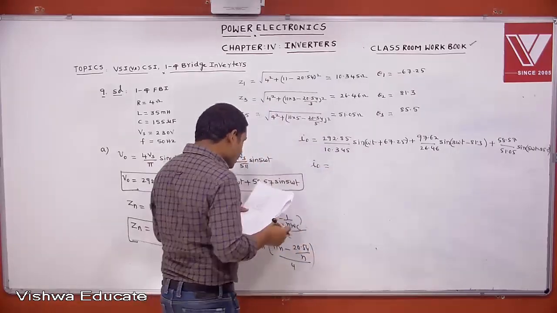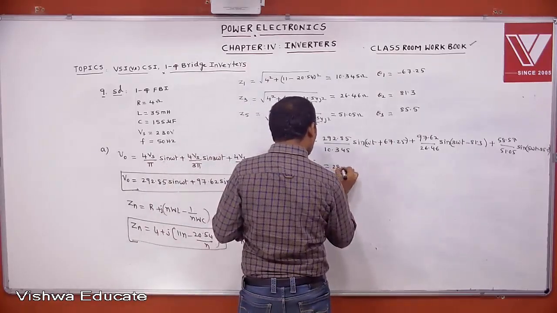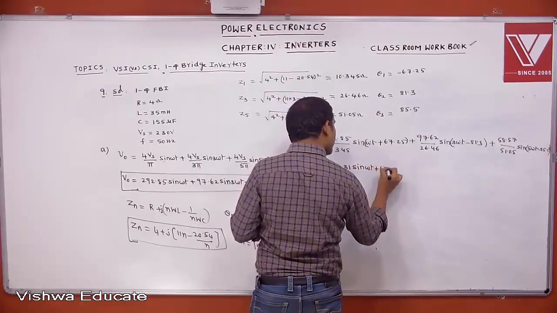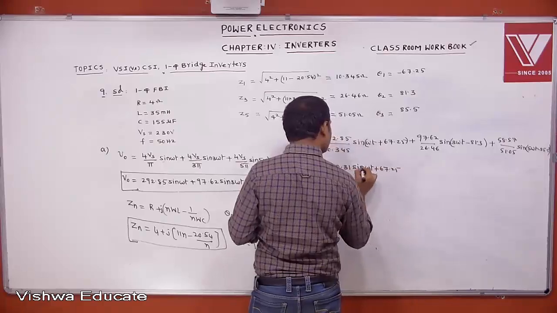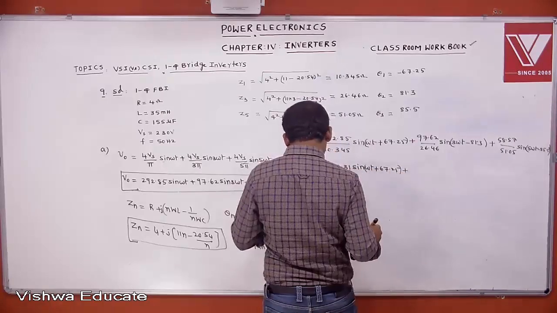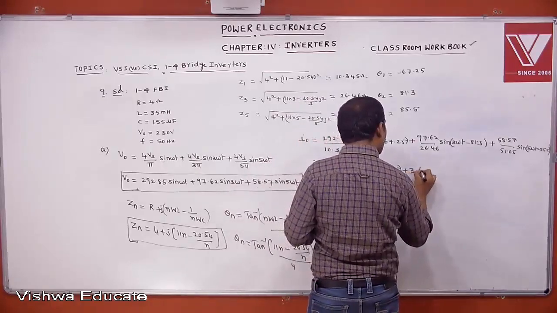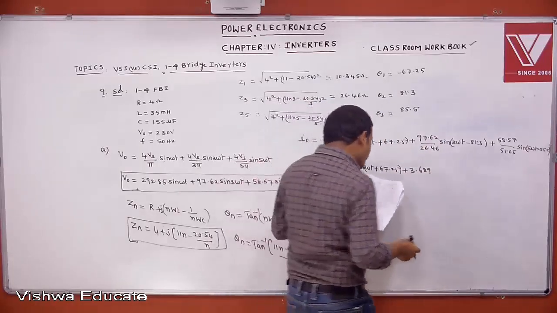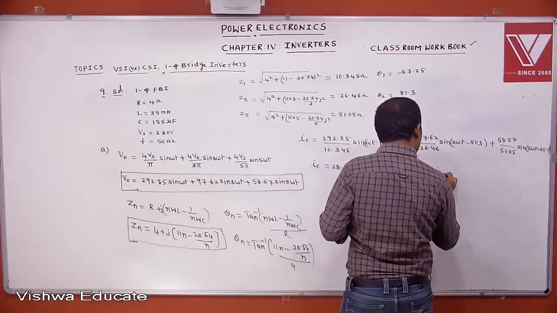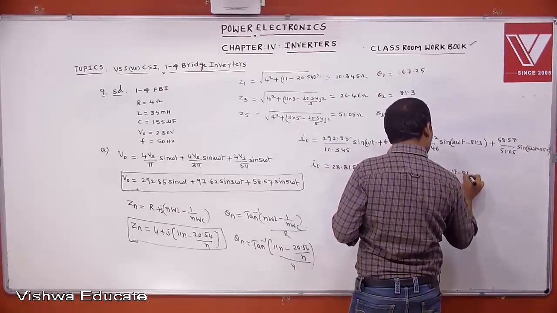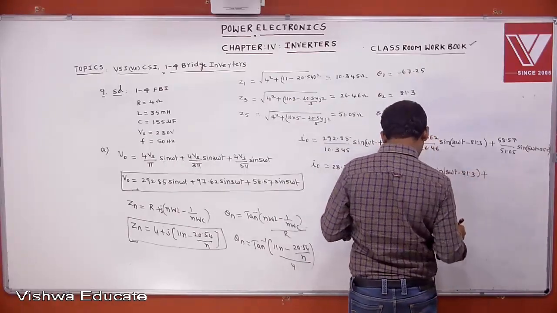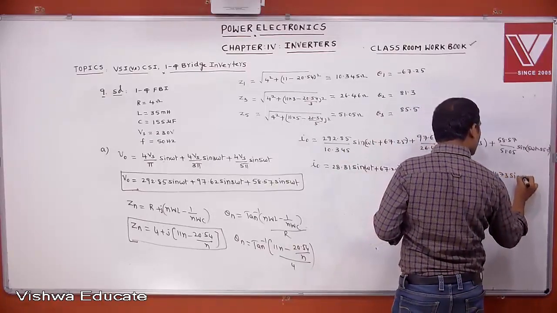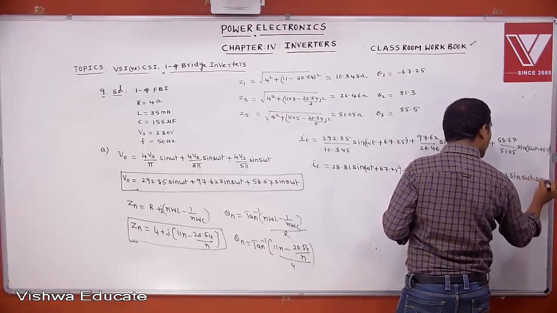I am writing 28.31 sin omega t plus 67.25 plus, you get 3.689. This simplification, just division only that you do. 3.689 sin 3 omega t minus 81.3 plus 1.1473 sin 5 omega t minus 85.5.